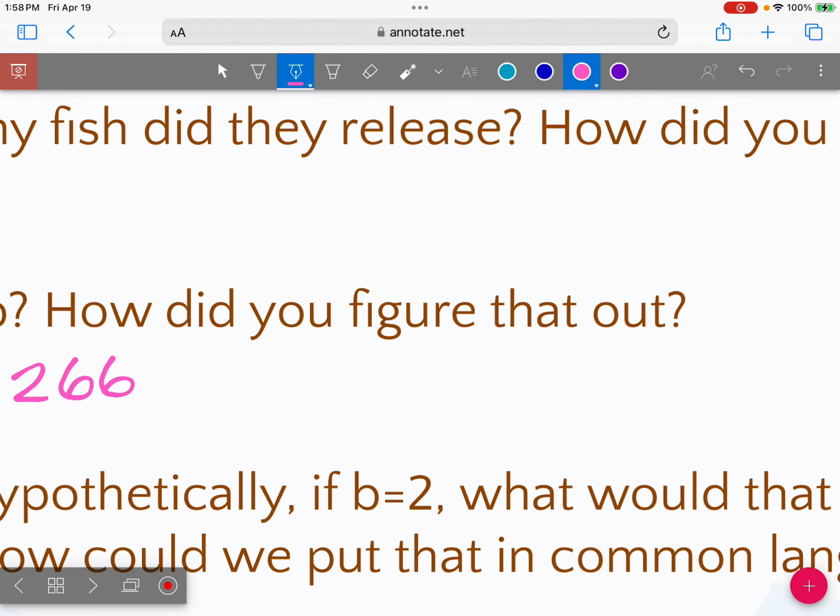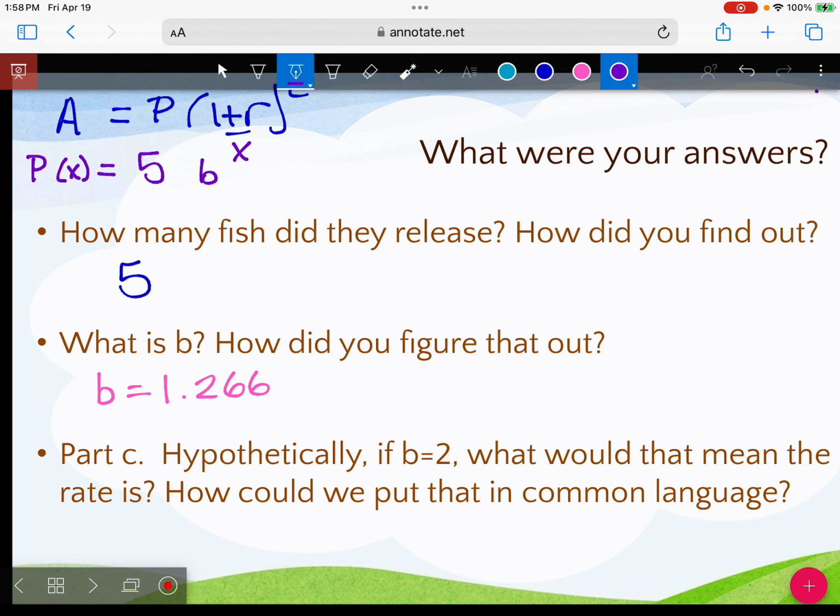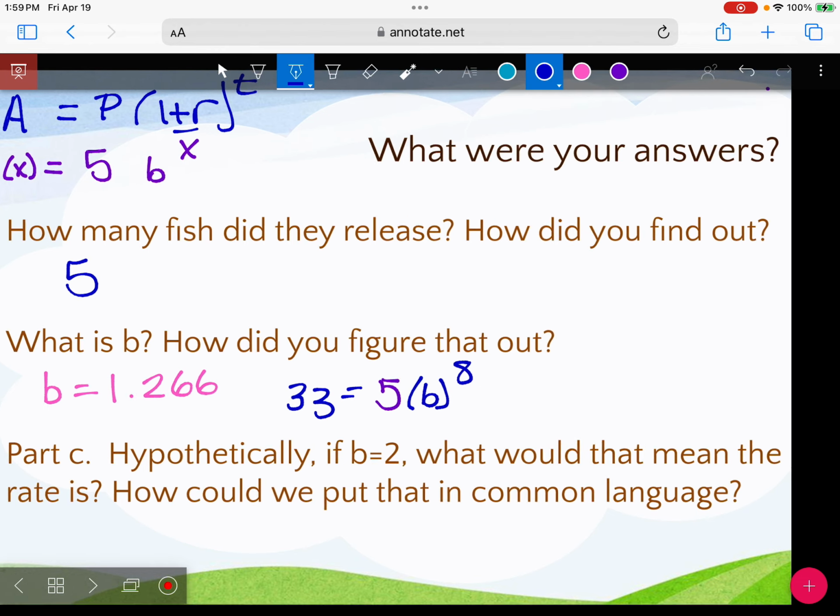We got that by substituting in the values we have. We know this is a 5. We were trying to figure out the b. They told us that there were 33 after 8 weeks, so we used that to solve and get b.